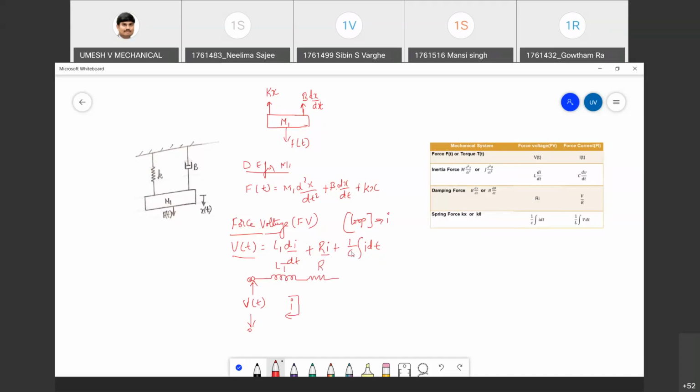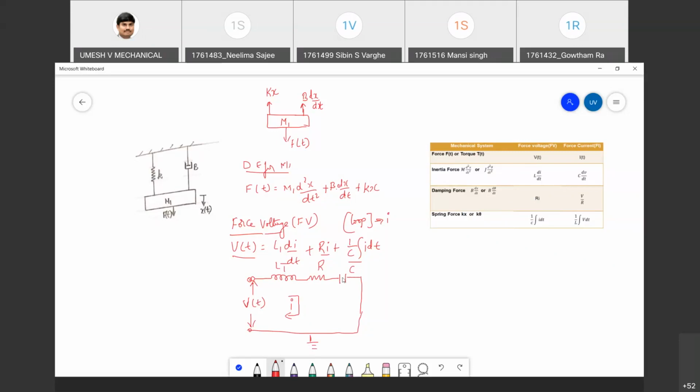Then come to C. 1 by C into integral of I dt. C is connected to the I loop. What is the symbol for C? This will be the symbol for C. So this is the force voltage circuit. Are you clear? Here the force voltage current will be flowing in the loop and all the elements will be connected in series, that is, L1, R and C.